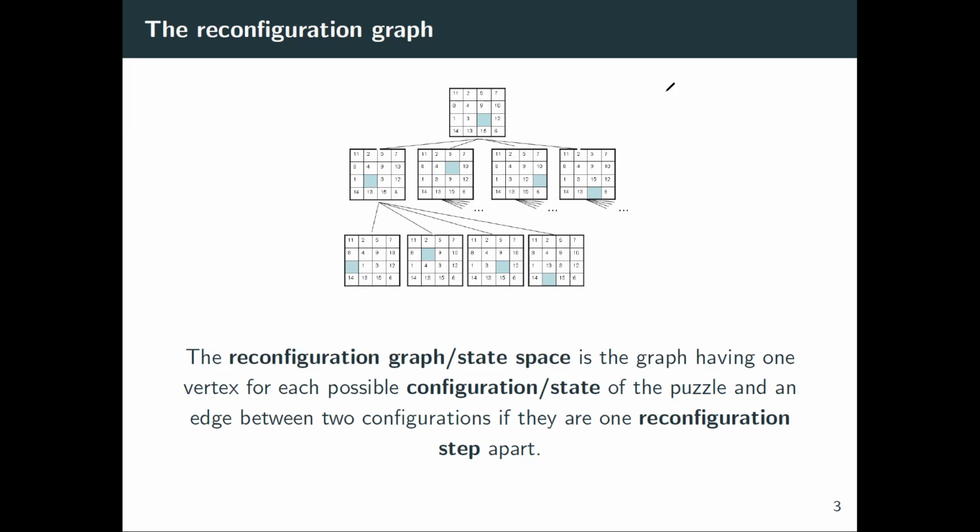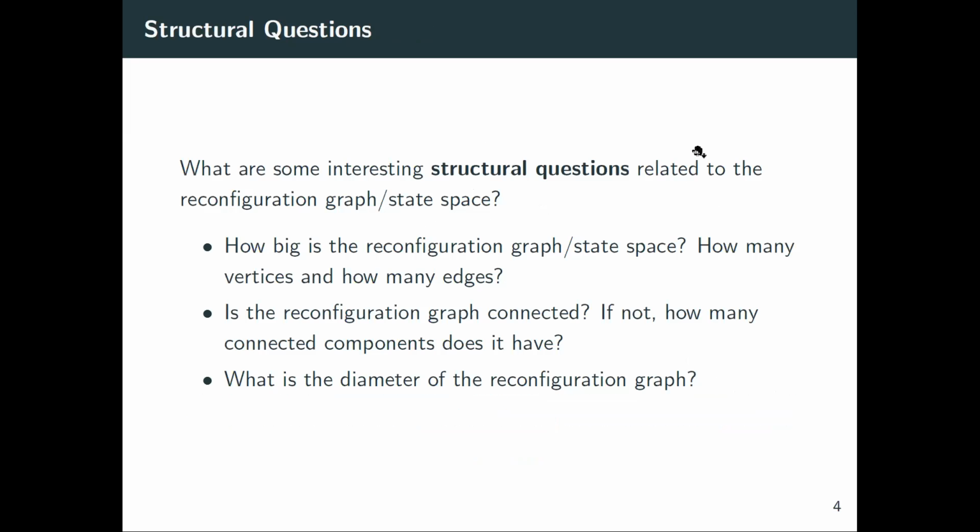So now, given this graph, the reconfiguration graph, there are tons of very interesting questions that you can ask about it. There are structural questions and there are algorithmic questions. And these are typically the types of questions that we're interested in this area of combinatorial reconfiguration. So a couple of examples of structural questions would be, well, the simplest one would be, how big is this reconfiguration graph, right? How many vertices or how many edges?